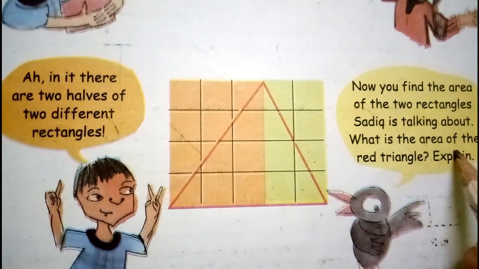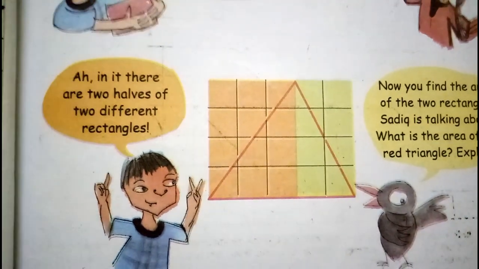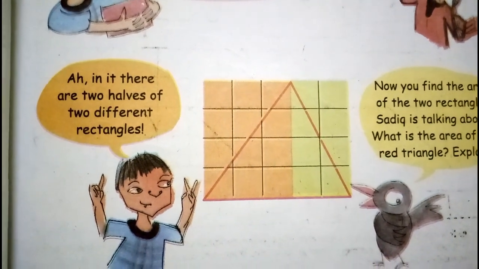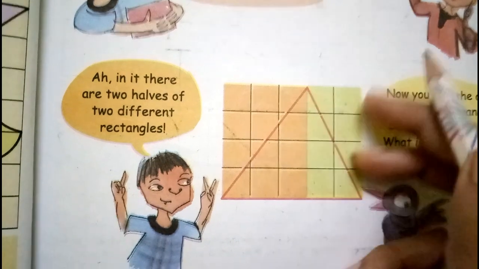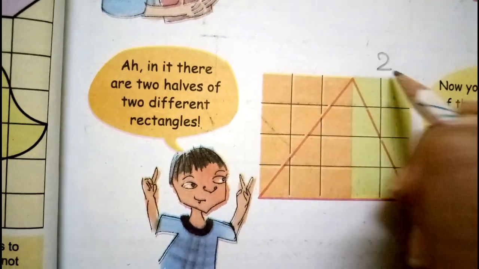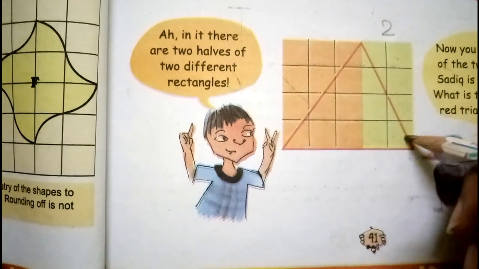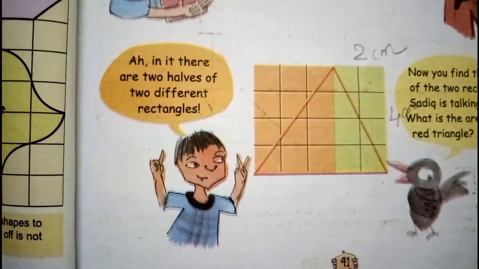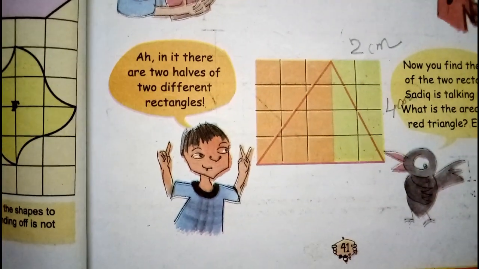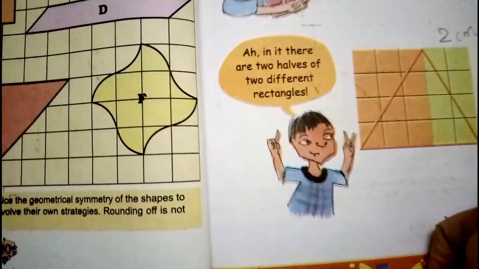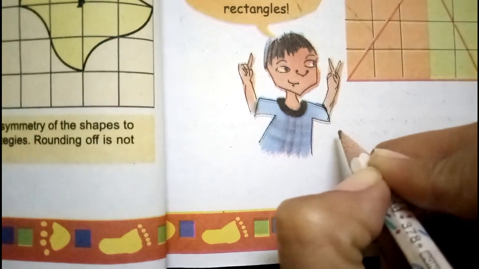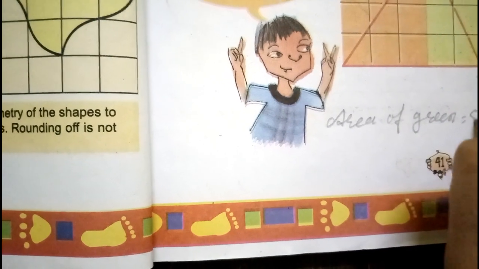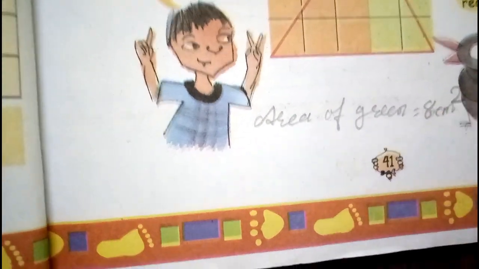And what is the area of the red triangle? We have to explain. So first we can see the area of the two rectangles. Okay, first we can find the area of the green rectangle. To find the area we will see the sides here, 1 and 2 centimeter. So we will write here 2 centimeter and 1, 2, 3 and 4. It is 4 centimeter and it is 2 centimeter. Okay. So what is the area of the green one? 4 2s are 8. So the area of the green rectangle is 8 square centimeter. We can write here: area of green, 4 2s are 8 square centimeter.